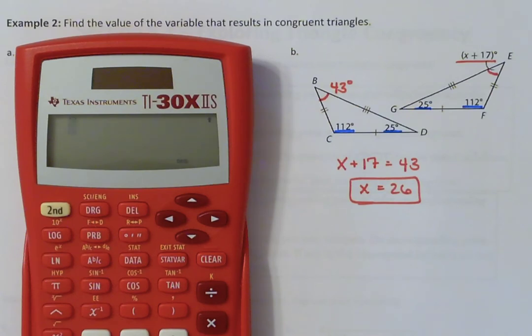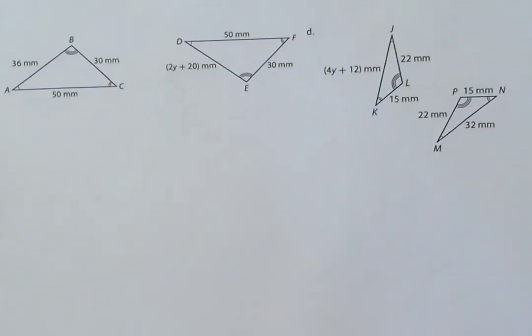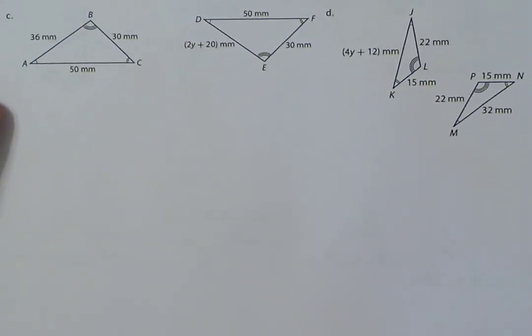Okay, so that is parts A and B. C and D are going to run through the same thing. It's just unlike we talked about with A and B, C and D deal with side lengths, not angle measures. So I do want to go through and talk about this real quick, at least for one of them, so that way you know what to do.